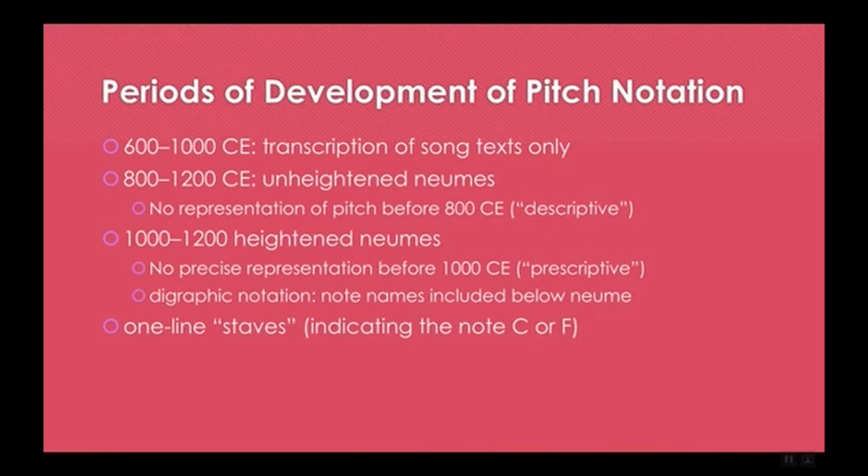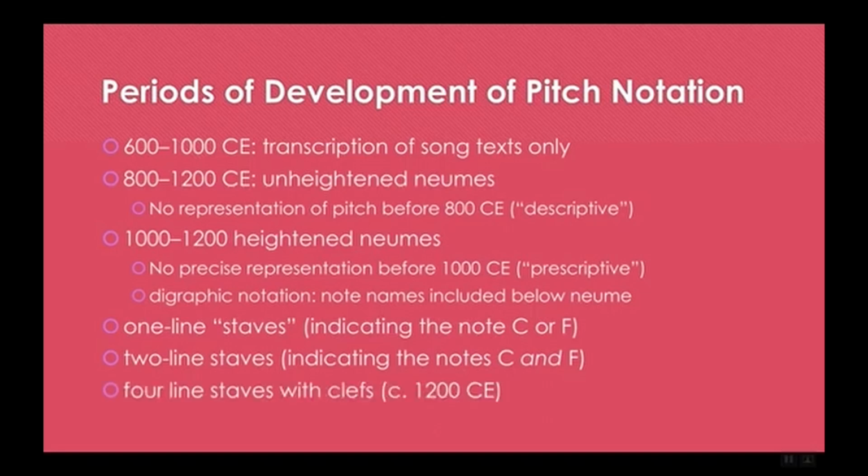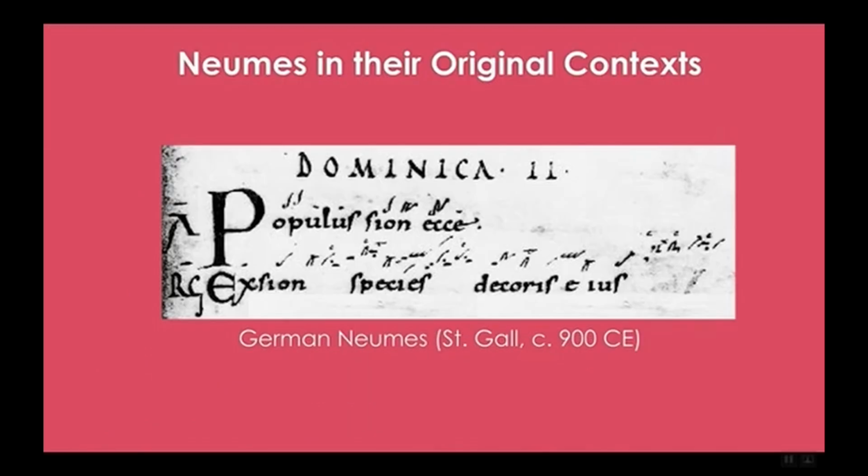Then you start getting those one-line staves where the F is in red, or the C is in green, or you might have both. You could have the two-line staves indicating both the notes C and F. And then around 1200 and later, definitely going into the beginning of the Renaissance, you get four-line staves or even five-line staves. So I think by about 1500, which is middle Renaissance, the five-line staff becomes pretty common. Okay, and then just some pictures.